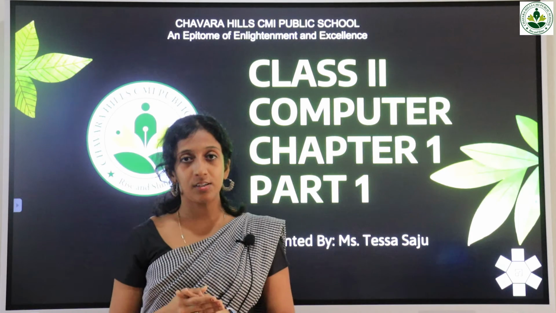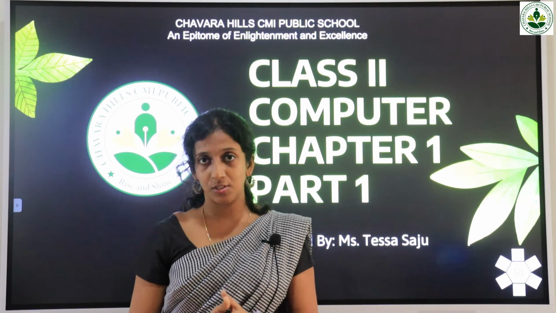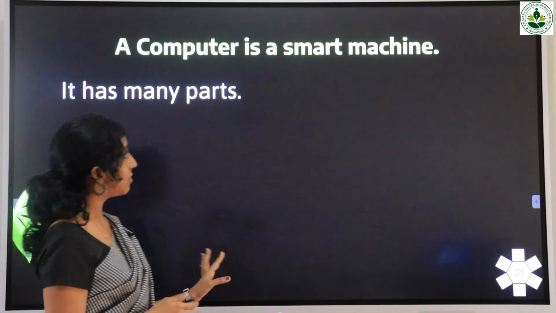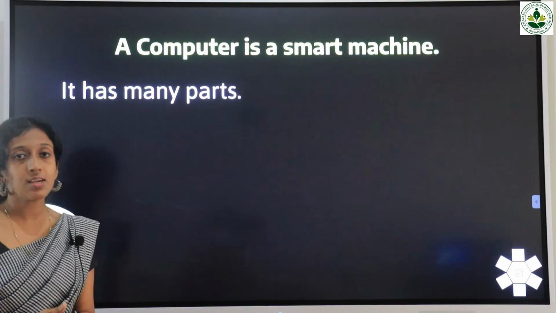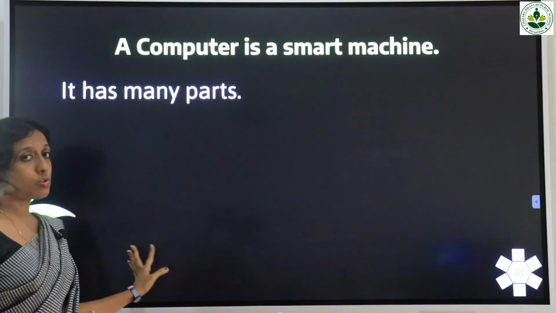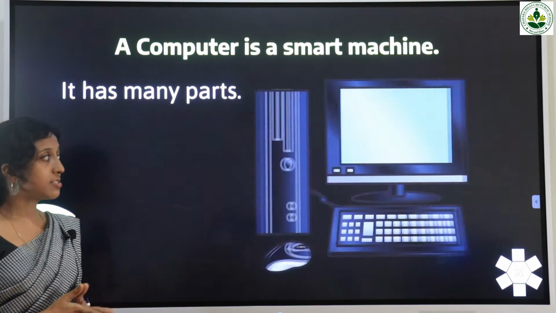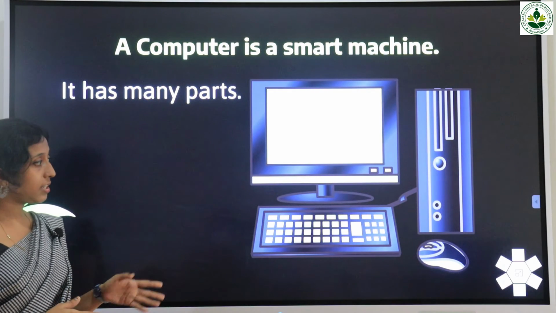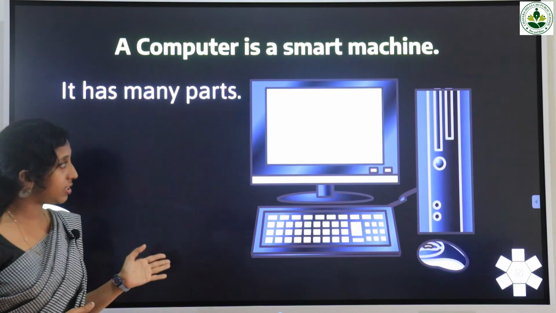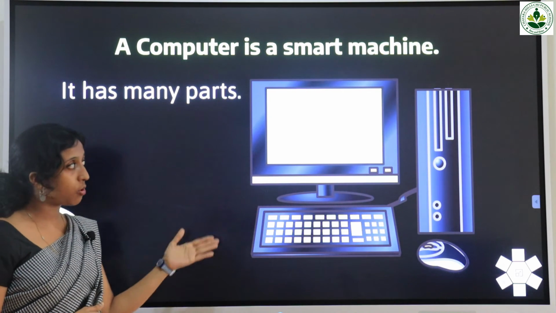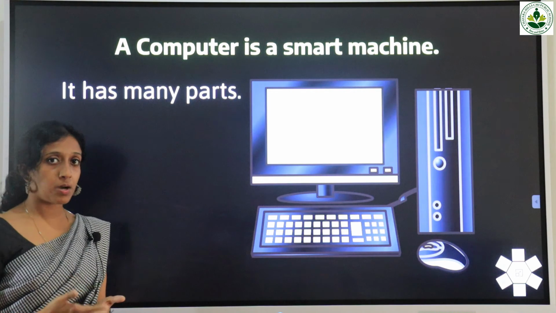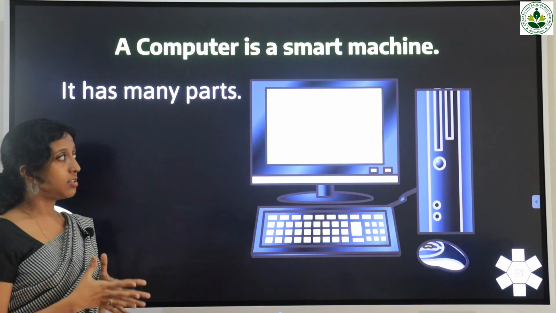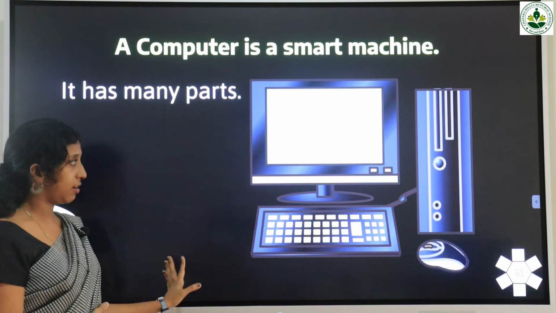We have learned about the different parts of computers. Last year you learned about the different parts of a computer, so let us have a look. First of all, a computer is a smart machine and it has many parts. You can see a computer here, and the parts that you have learned are the monitor, keyboard, CPU, mouse, etc. And there are some other things that a computer has.